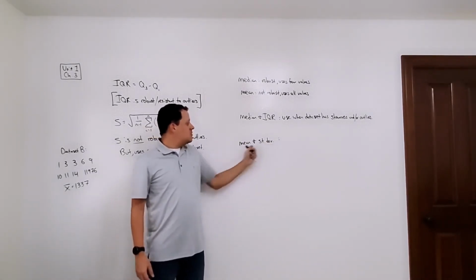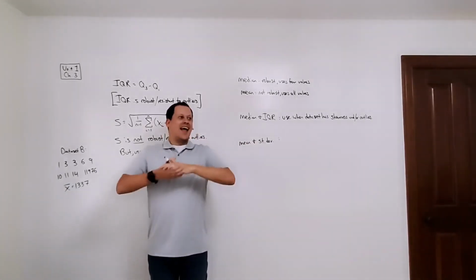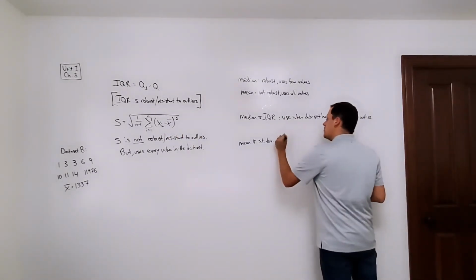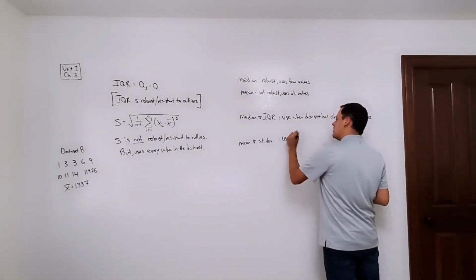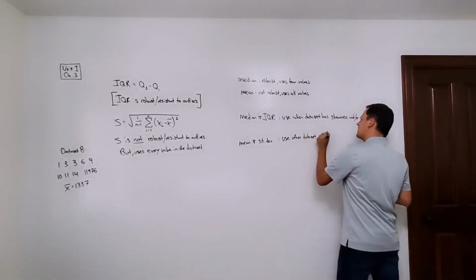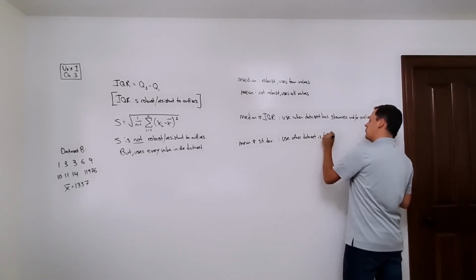You only want to use these if your data set is nice and beautiful and doesn't have either of these qualities. So you want to use the mean and standard deviation when the data set is, remember how we like to use the term roughly symmetric?